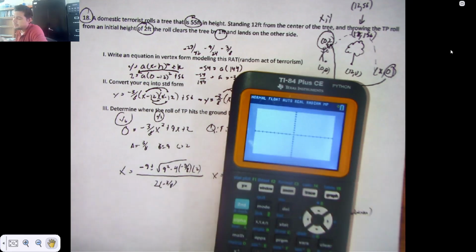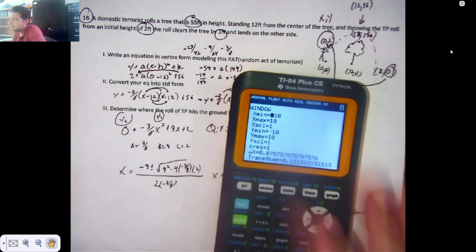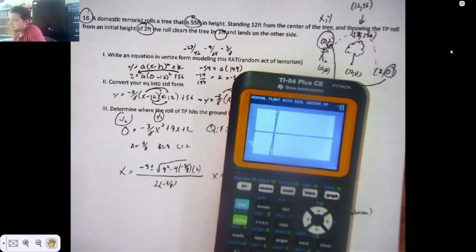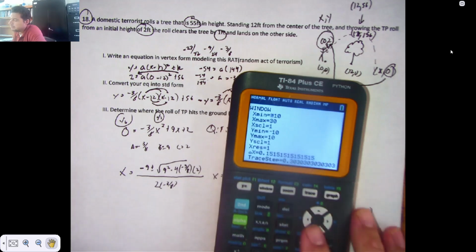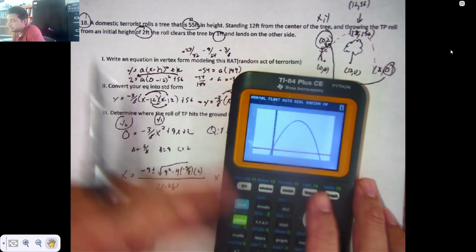I'm going to do a zoom 6. I see it go up, but I don't see it go down. So I'm going to look to the right about 30 units. There she is. And if you want to see the full picture, you just need to look up. That was a 55-foot tree. Let's look up to 70, adjust Y max. Obviously, you're not going to see the tree, but there's what the full graph looks like.